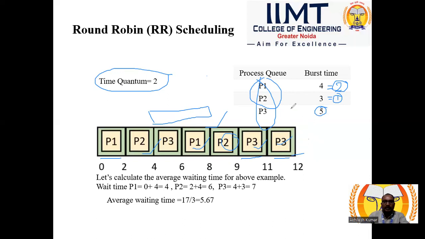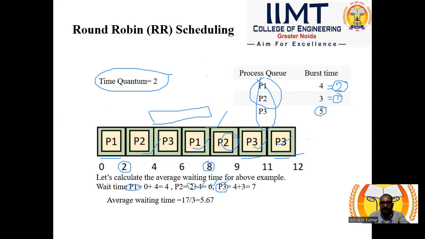Now we calculate the waiting time for each process. For process P1, initially the waiting time is 0. Process P2 arrived at time t equal to 0 milliseconds and starts execution at time t equal to 2 milliseconds, so the waiting time here is 2. Again it goes to the waiting queue and waits till 8 milliseconds, so the waiting time is 8 minus 4, that is 4. The total waiting time is 6 milliseconds.